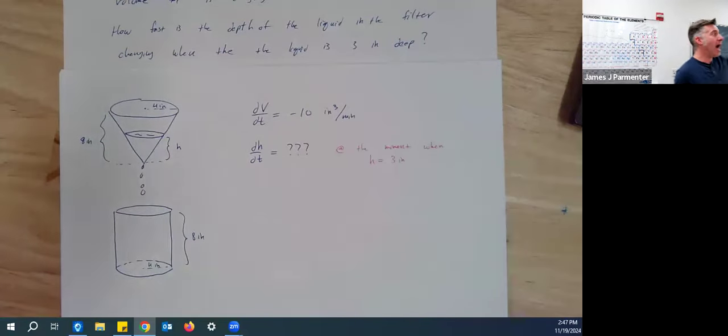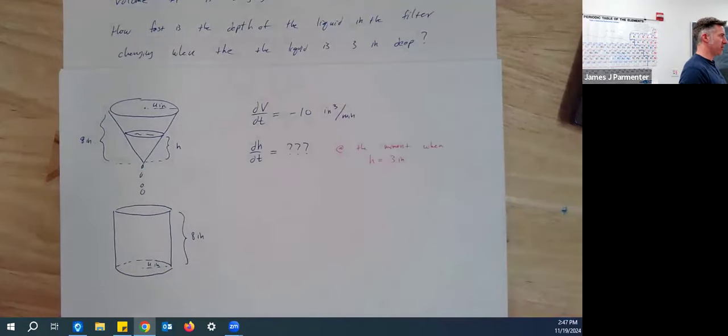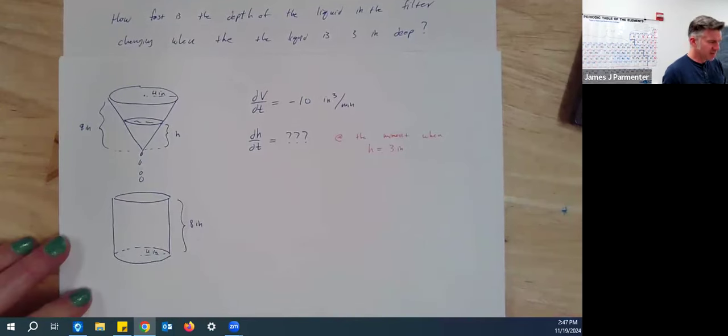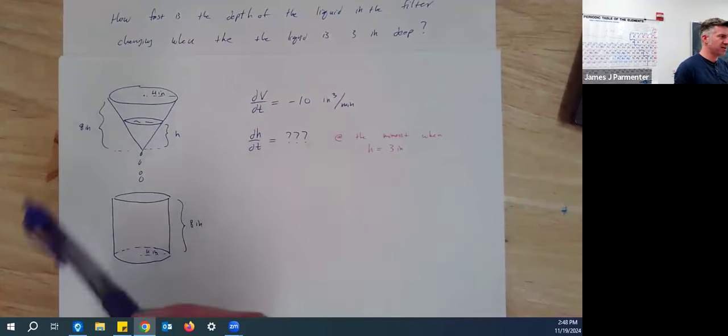So we know that after we take the derivative of both sides of whatever equation we come up with, we're going to plug in the values that we know. Specifically that h is 3 and dV/dt is -10. Okay, so as far as this question is concerned, the cylinder was completely extraneous. I didn't need to draw that at all. We will need to draw it though, because there's a second question here.